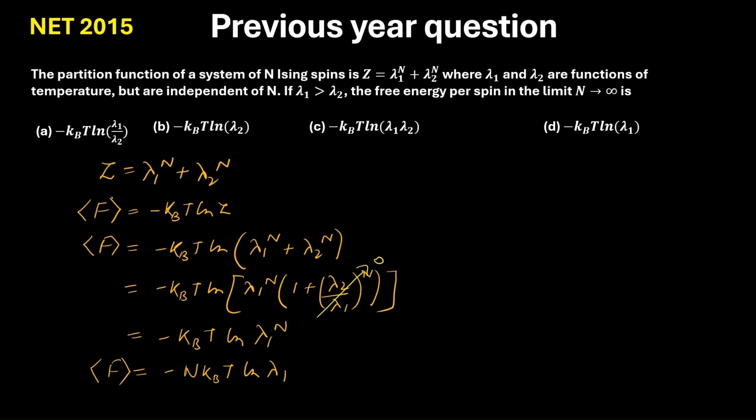Now they are asking for free energy per spin. So free energy per spin will be the free energy divided by the number of spins. So it will be minus kBT log of lambda 1. So this is the answer. So I think it is matching with option D.